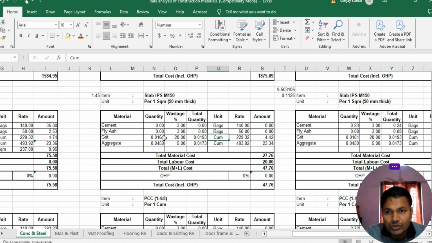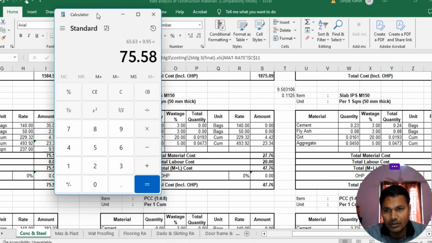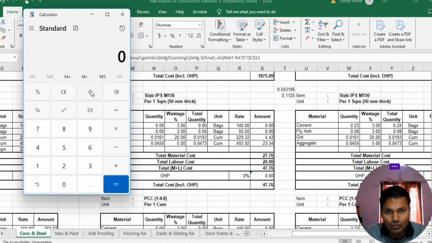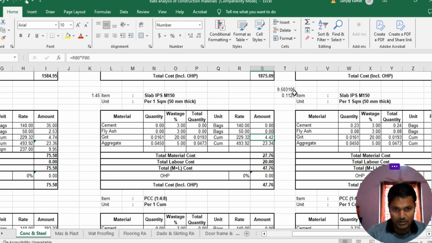Okay, and the unit of grit will be cubic, and the rate of grit is 229.32. And once we know the rate and the total quantity, then you can multiply. Let's multiply and see how much it is coming. 0.0193 multiplied by 229.32. If you do, then how much is it coming? 4.42. This is approximately absolutely correct. We don't have to do the edit. So this is absolutely correct.